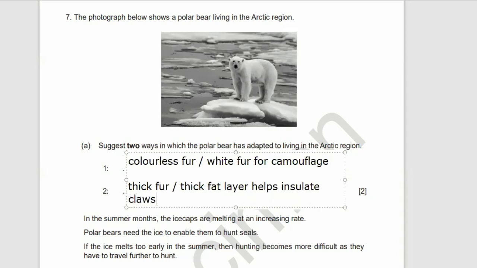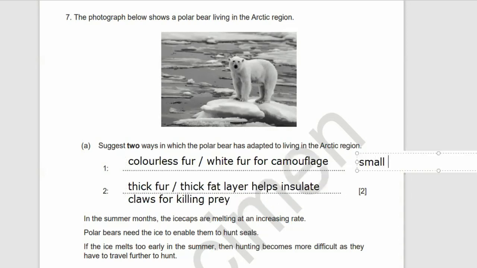It's got claws for killing prey. Again, we could go down the sharp teeth for killing prey. Well, yeah. It's got small ears, which reduces heat loss. It's not so that it can't hear. That would be a really rubbish adaptation, so that it can't hear its prey. They don't have predators, but yeah, small ears is to reduce heat loss. It reduces the surface area to volume ratio of the polar bear and therefore reduces heat loss.